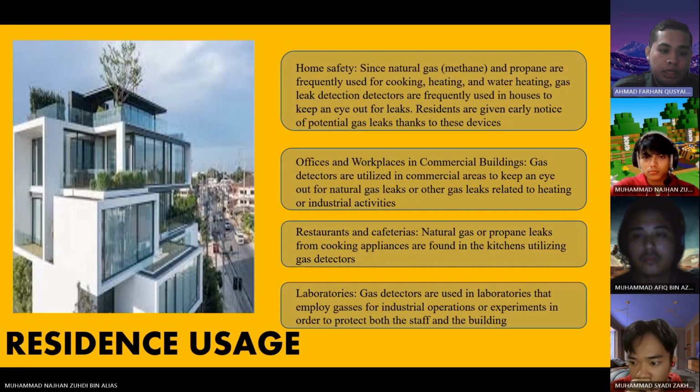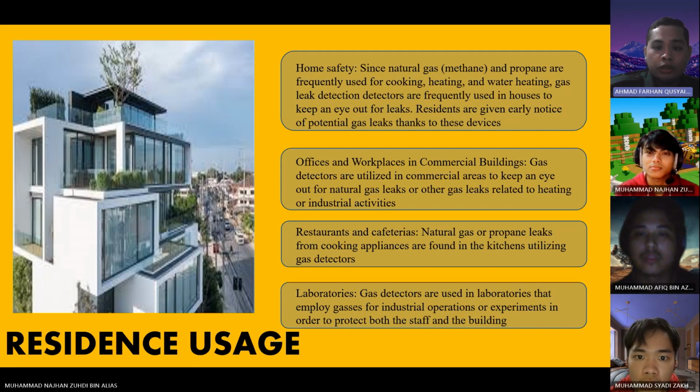Okay, the first one is residential usage. The first point is home safety. Since natural gas, methane, and propane are frequently used for cooking, heating, and water heating, gas leak detectors are frequently used in a house to keep an eye out for leaks. Residents are given early notice of potential gas leaks thanks to this device.